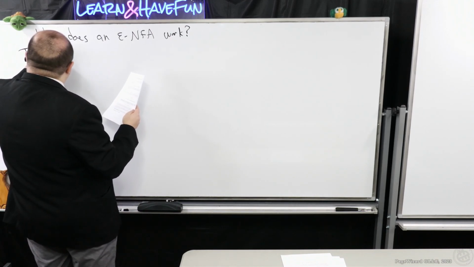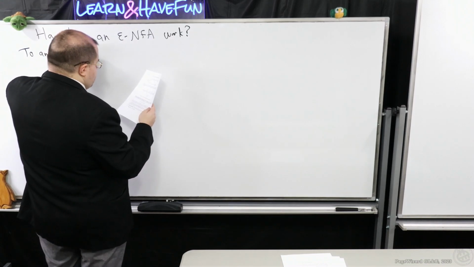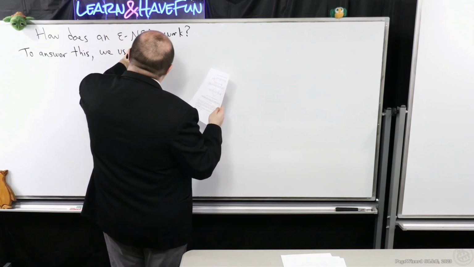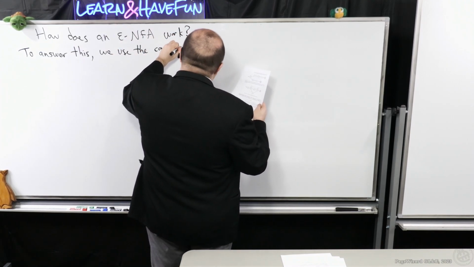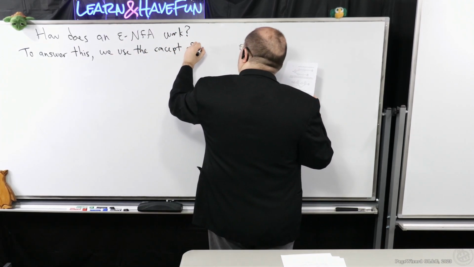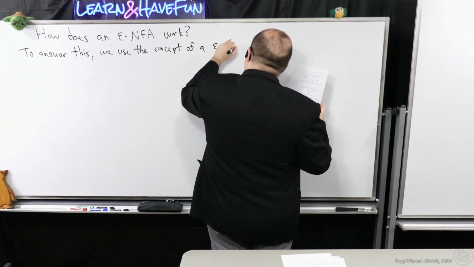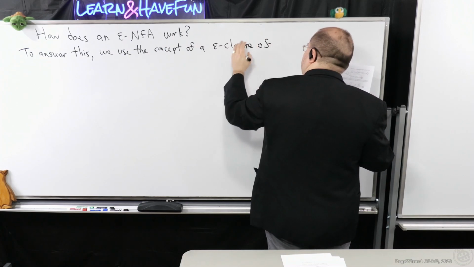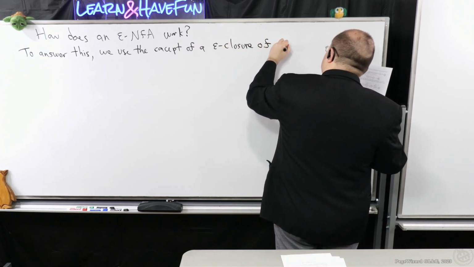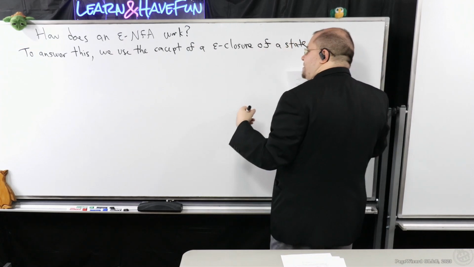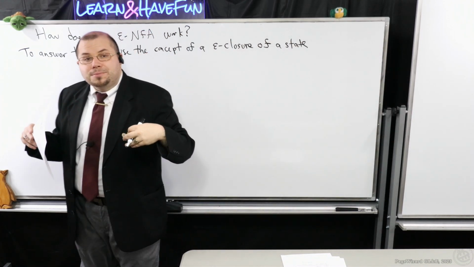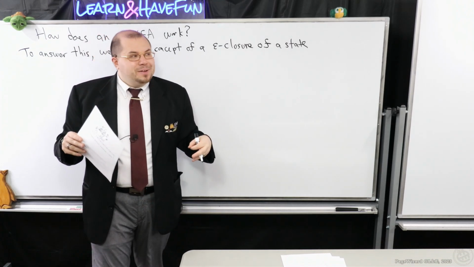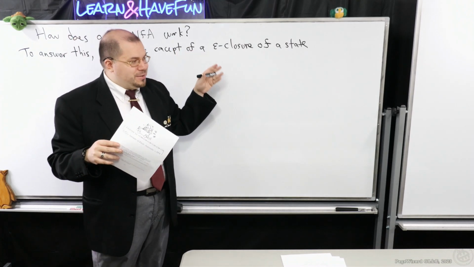To answer this, we use the concept of an epsilon closure of a state. So we're going to define this concept of an epsilon closure of a state. What this is going to represent is how we allow the transitions to freely occur without consuming or reading a symbol. So epsilon closures are going to capture this behavior.